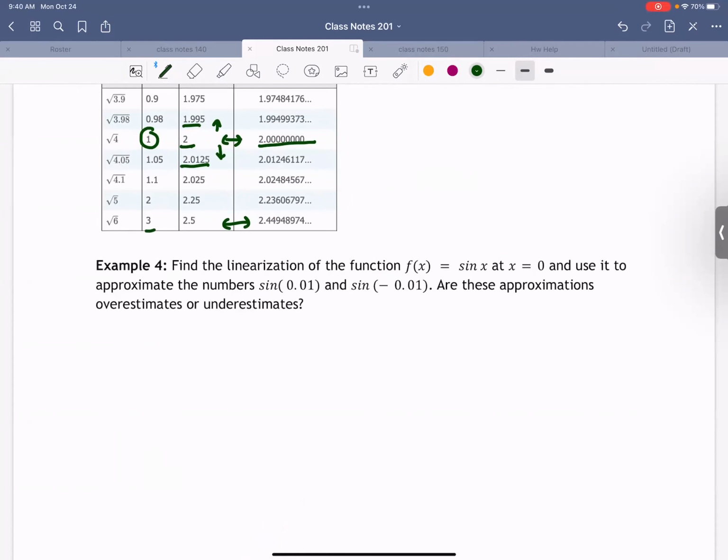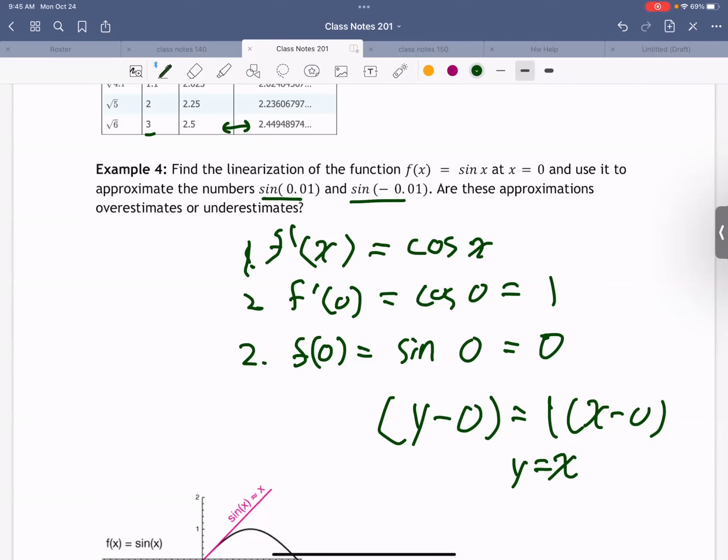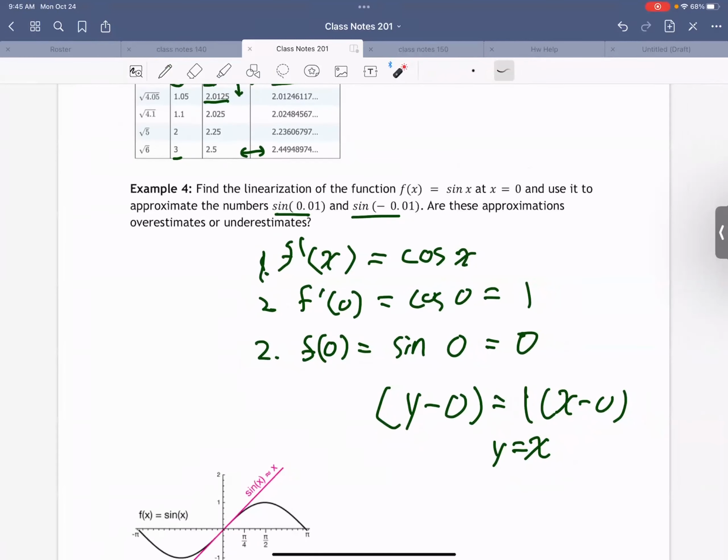I have to put in trig functions, right? So I'm going to give you a few minutes to find the linearization of sine of x at x equals 0. And I also want you to use this to evaluate sine of 0.01 and sine of negative 0.01. Let's come up to the front here. I got John to write up how he got the linearization function. Do you want to take us through your steps here?